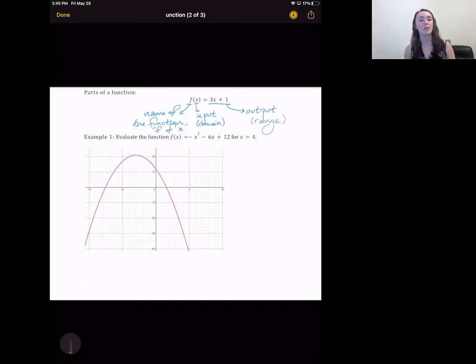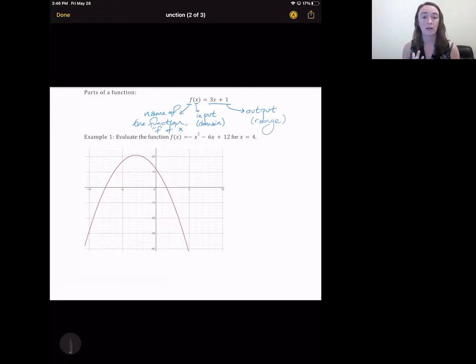Now, having a really good understanding of our parent functions and translations can help us figure out how to graph those functions or what the graphs of those functions will look like. So when we are evaluating functions, we can match up what we find algebraically with what we find graphically. So let's take a look at this in example 2. We're going to evaluate the function f of x equals negative x squared minus 6x plus 12 for x equals 4. So you can see already there is a graph of this function f of x.